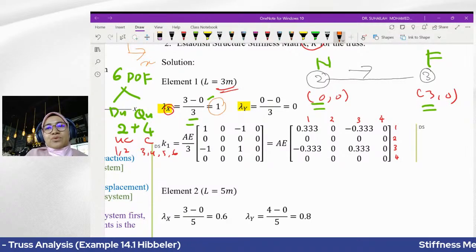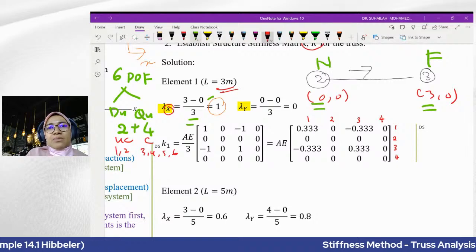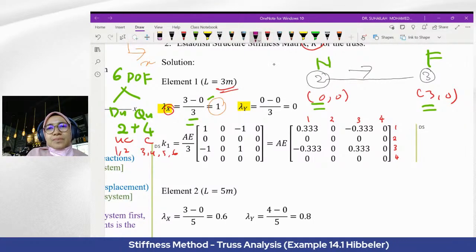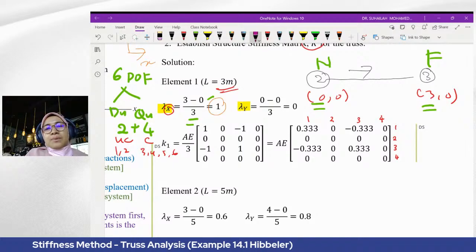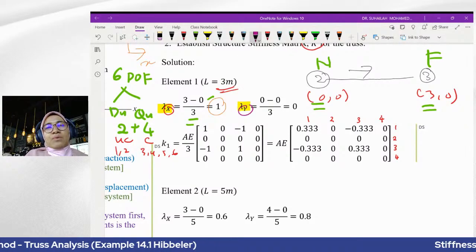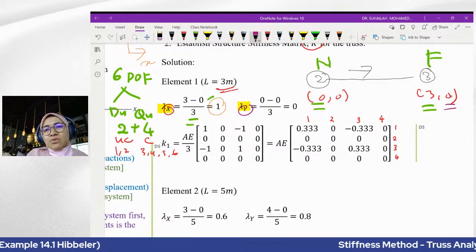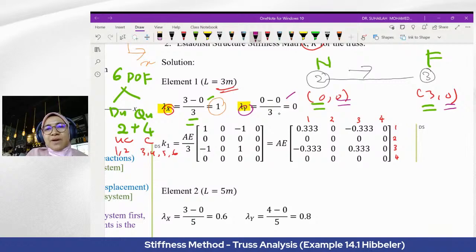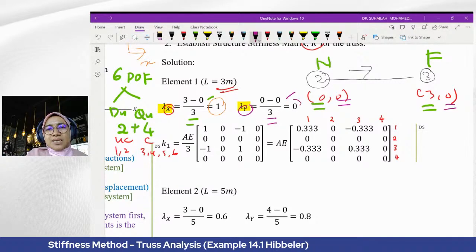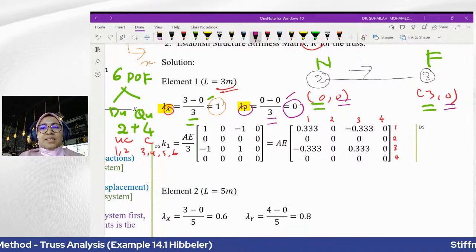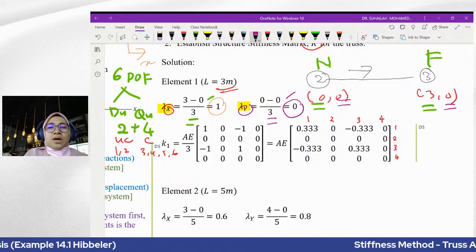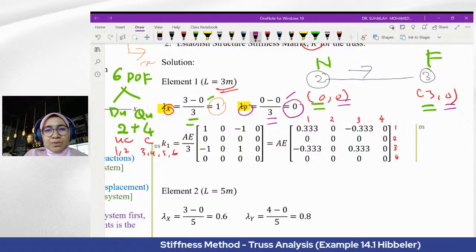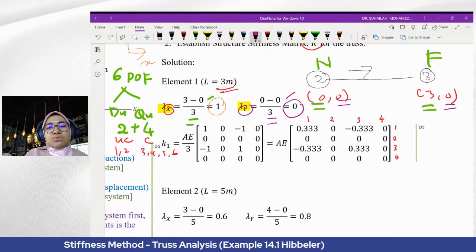And for lambda y, we focus on coordinate y, so it is 0 and 0. It is far minus near, so 0 minus 0 divided by 3. The answer is 0. So we use 1 and 0, the lambda x and lambda y values, and we substitute into the formula.